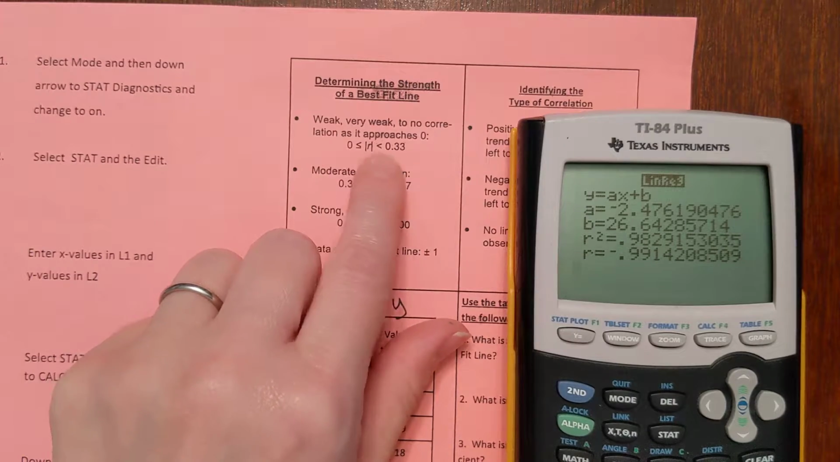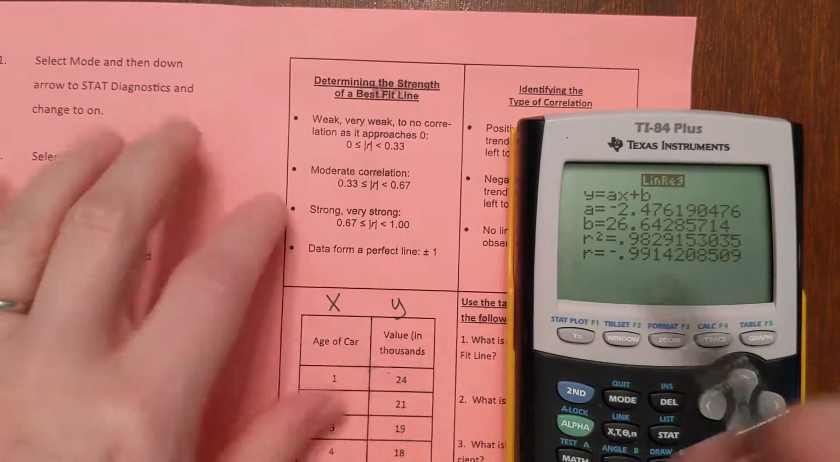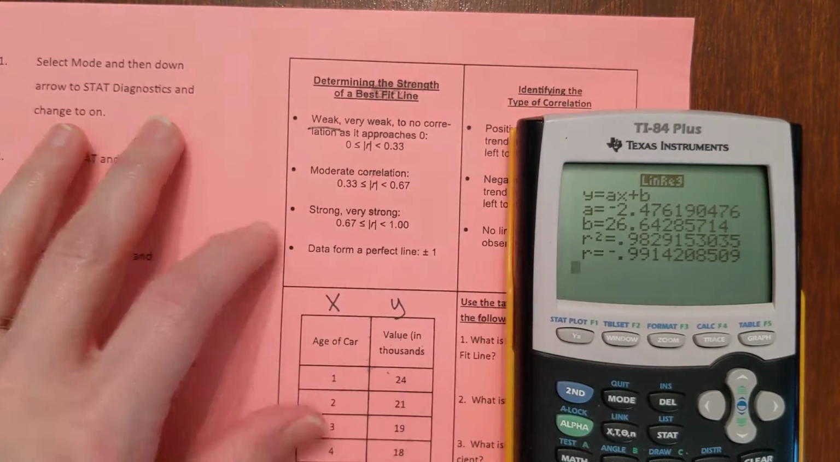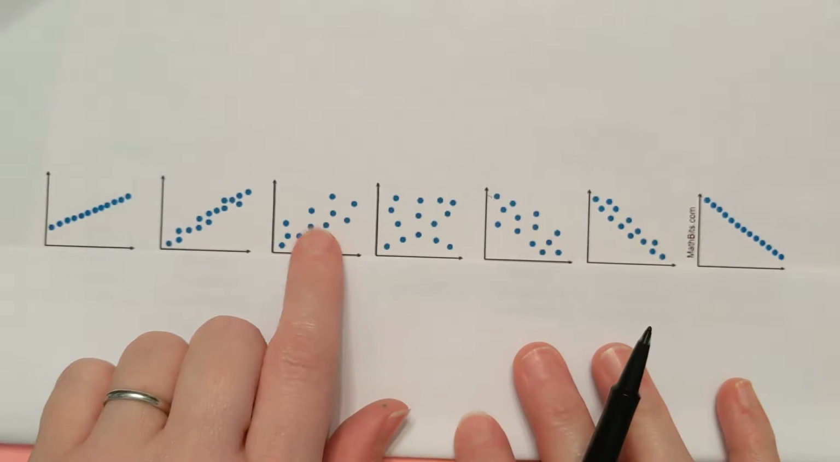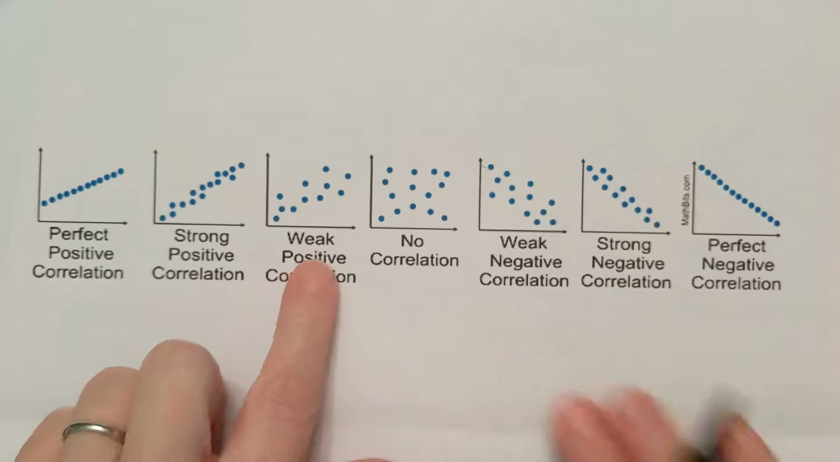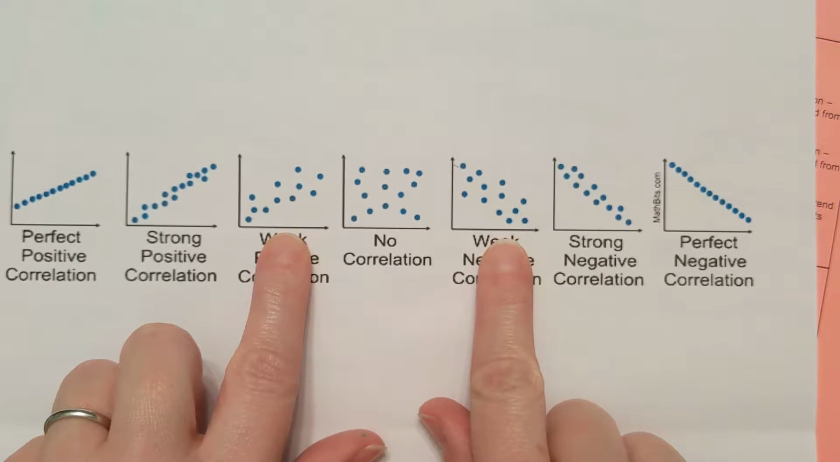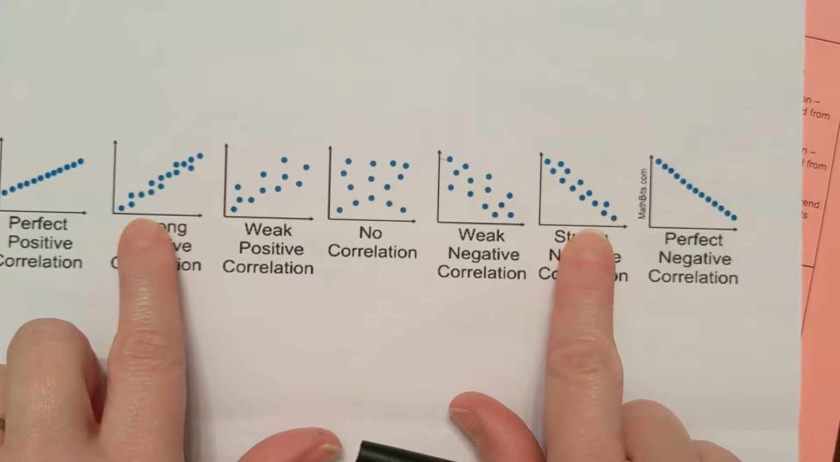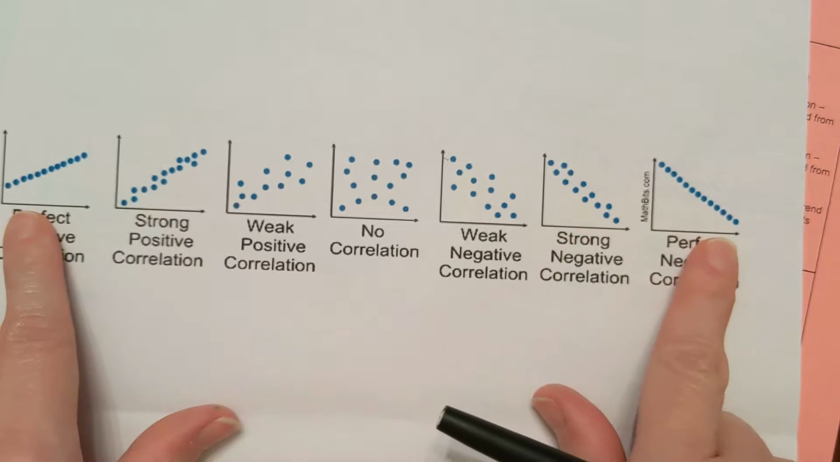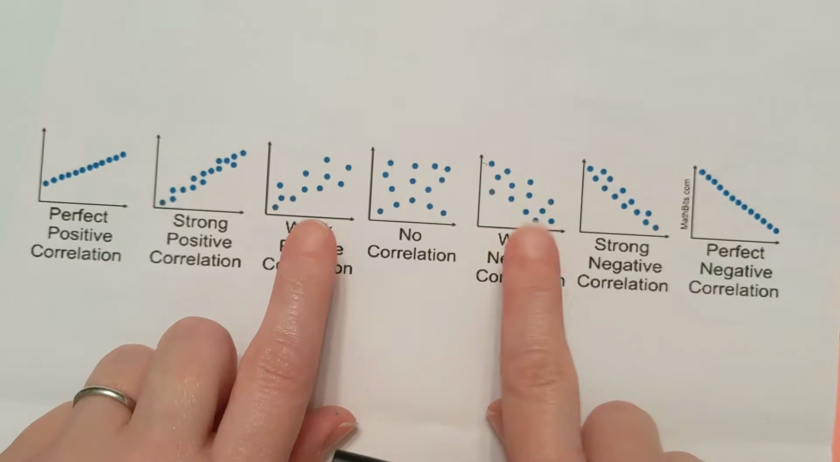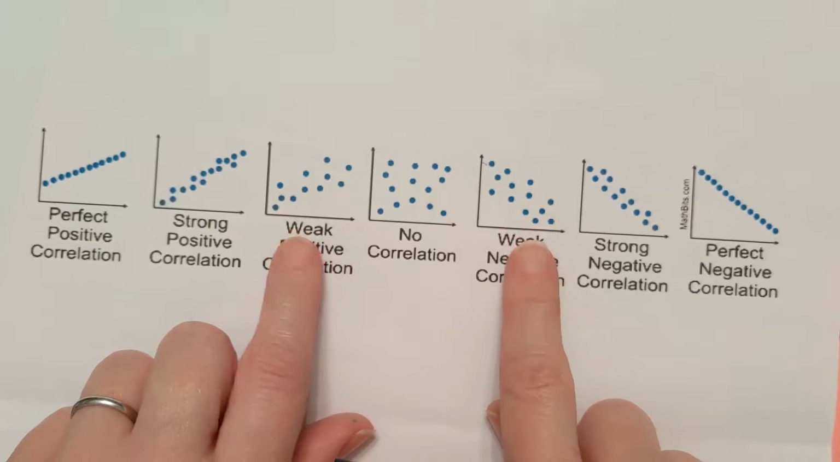if it's between 0 and 0.33, that's what we call weak. Very weakly correlated. That would be something like this one right here. See how these two are weak? They're not as strong as these. They're not quite forming a line, and they're definitely not perfect. So this is weak correlation. This is what our data looks like if it's weak.